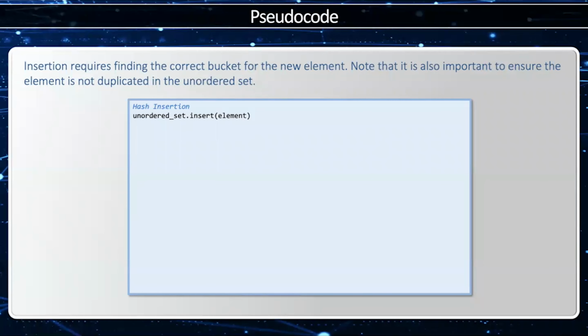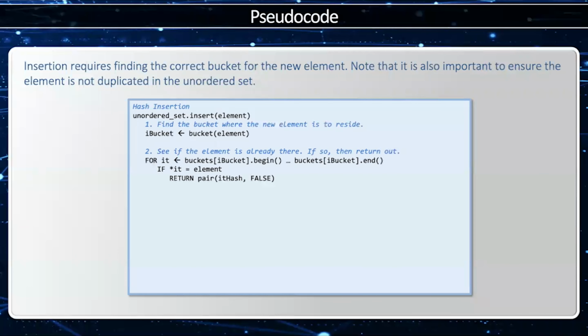So let's take a look at the algorithm for inserting a new element into an unsorted set. First of all, I'm going to find the bucket which the new element will go in, and I'll call this iBucket for index of bucket. Second, I'm going to see if the element is already there. Notice that this is an unsorted set, so I must ensure that each element is unique. So I'm going to have to iterate through all the elements in the bucket. Hopefully that's a small list.